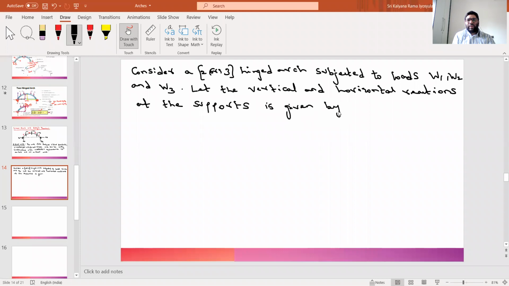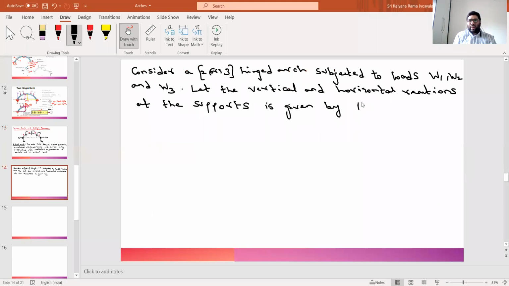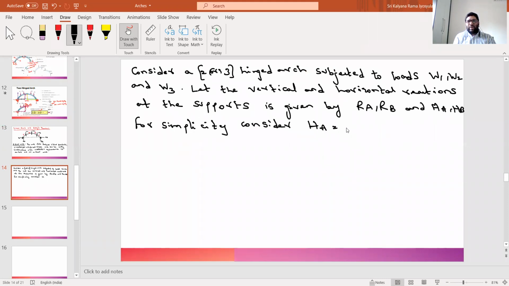So what will be the reactions to be considered? You can see RA, RB, HA and HB. Okay, RA comma RB and HA comma HB. For simplicity, consider HA is equal to HB is equal to H, just for our calculation or derivation purposes.